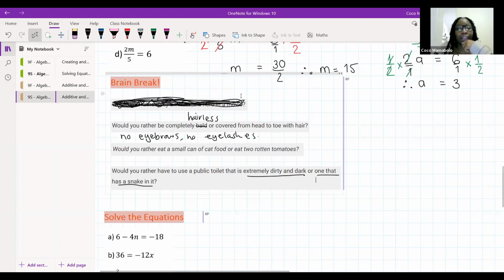Zuleika, which one would you pick? The dirty toilet or the one with the snake in it? Hey, I'm terrified of snakes. I'll pick the dirty toilet. I would never sleep ever again. I would never go to the bathroom ever again. And imagine how many times you need the bathroom. Yeah, I agree with you. Zuleika, you're a woman of sense. You speak sense. I love it.